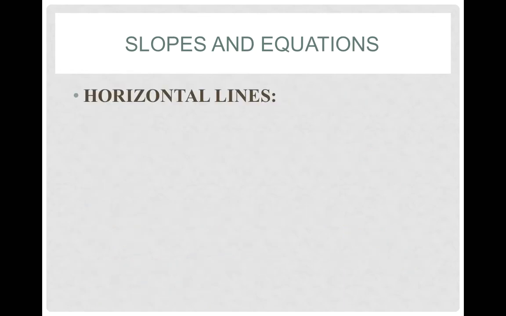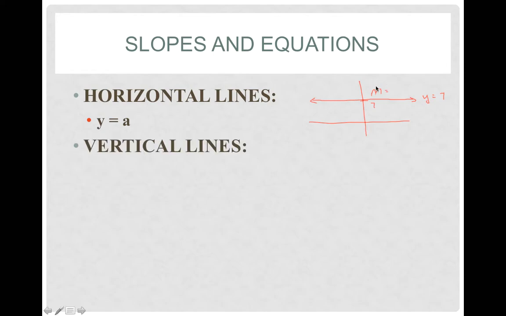Okay. More types of equations. Horizontal lines. Horizontal lines look like y equals a number. I let it be a. So y equals 7. If I have a line that goes like this horizontally at 7, this is the line y equals 7. The slope for this is 0. So the horizontal lines have slope 0.